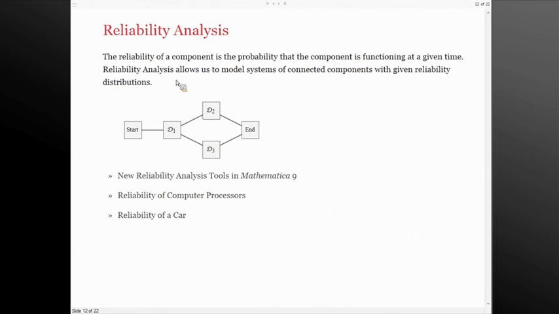Reliability analysis allows us to take these components with these known distributions, connect them together, and say something about how long the system itself is going to survive. So here's just a diagram to give you an idea of what I mean. Say we have a process that we want to get through from start to end. We have 3 components in this case, and in order to make a path from start to end, D1 has to function, and either D2 or D3 do. So I'm going to talk about some new tools in Mathematica 9 for doing this, and I'm going to show a couple of application examples: reliability of computer processors and the reliability of a car.